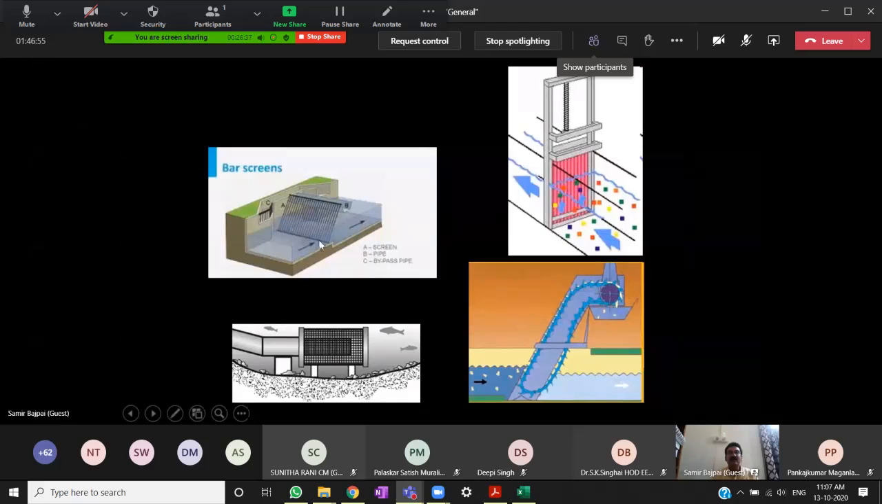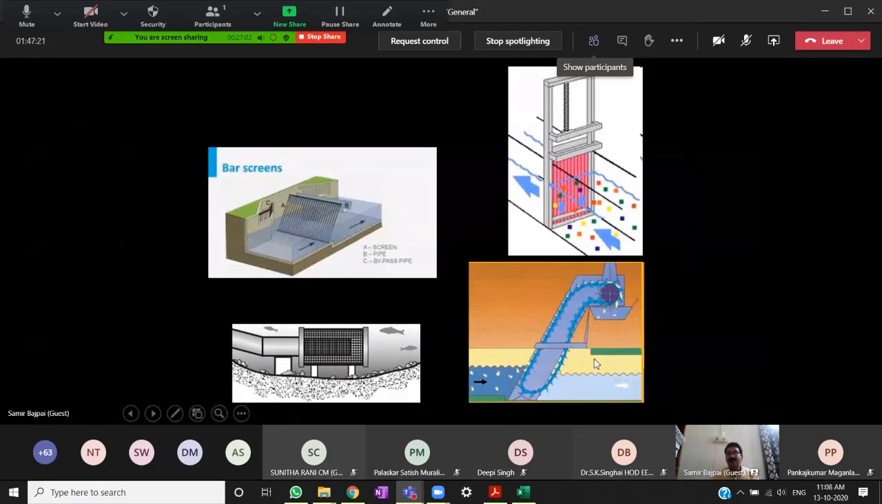These are some more diagrams of screens, and this is an inclined screen. This is a cylindrical screen fitted on the pipe itself, a pipe which is fixed on the bed of a lake or bed of a reservoir to collect water, and you have a screen, so no large size solid can pass. A screen can be manually cleaned or mechanically cleaned. So if you are handling a large volume of wastewater or raw water, then you need to provide a mechanically cleaned screen.